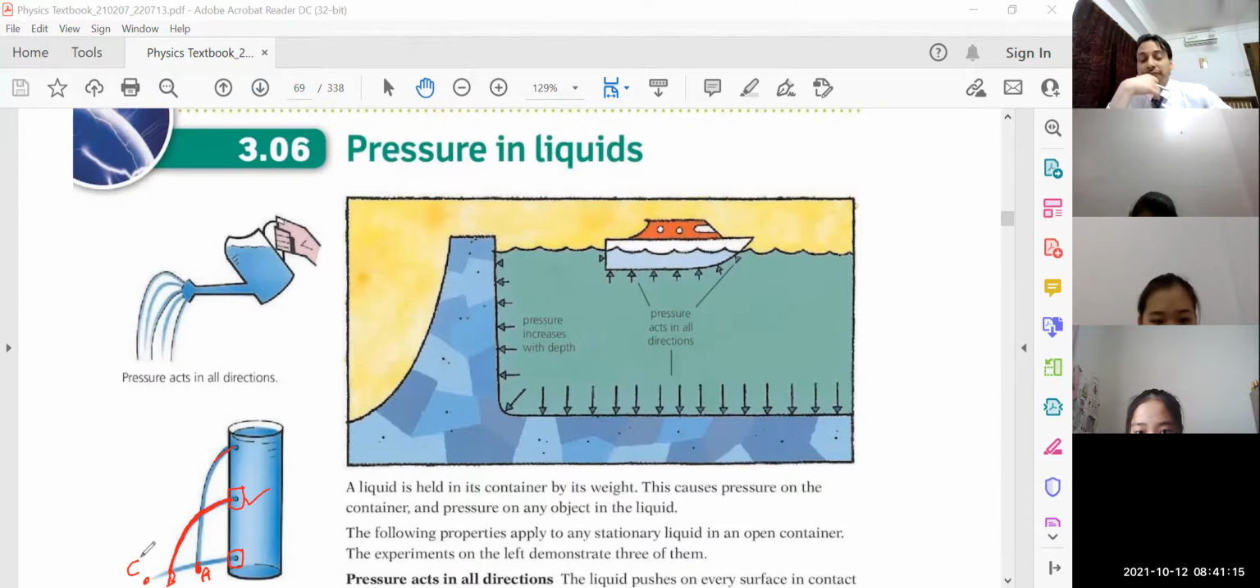And you will find that from this experiment, we can conclude that in a container filled with water, pressure will be different at different positions. Listen carefully, children. Pressure will be different at different depths in water, and that's why the water is coming out with a different range or different velocity at different points on the container. Now, children, one more thing I want to discuss.